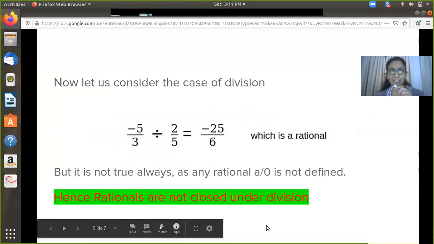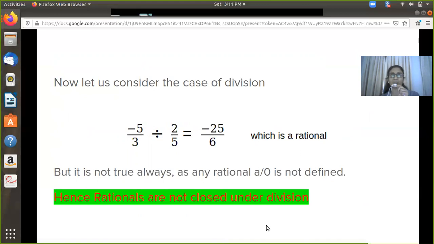So moving further, the next operation is division. Now let us see what happens when I try to divide two rationals. Again, I have deliberately taken a negative rational divided by a positive: negative 5 by 3 divided by 2 by 5, which happens to give me negative 25 by 6, because for the second rational I have to take the reciprocal and multiply that with the first rational. So this is how I get the quotient as negative 25 by 6.